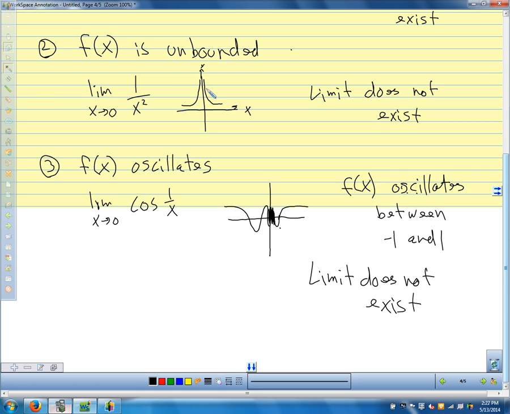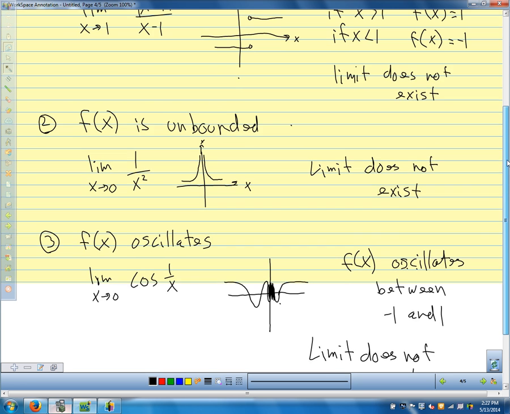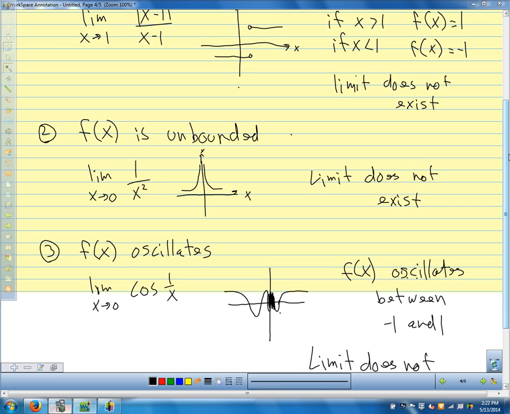All right, questions on our conditions when our limits don't exist? So the bottom line with our limits is the function needs to approach a single, fixed value, not bouncing around and not something that's really, really large or really, really small, in order for the limit to exist.